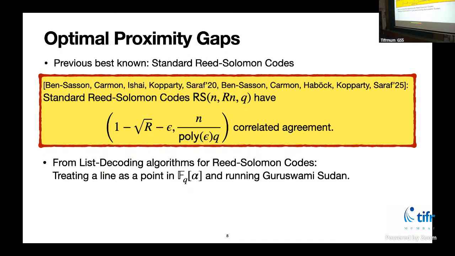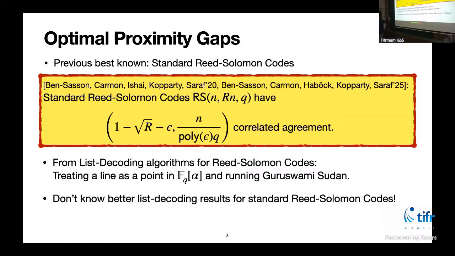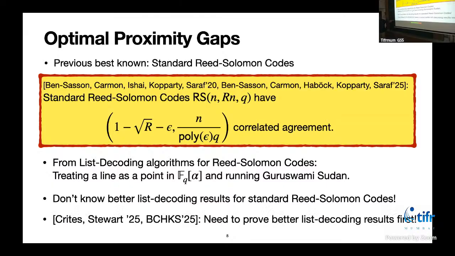So you can even just think of it like how many points along. You don't need to worry about the fraction. So it's just like the number of points. And again, it will slightly become clearer why this is coming in soon. Right. And the problem here seems to be that we don't know better list decoding bounds for standard Reed-Solomon codes here. And these recent works suggest that you need to prove better decoding bounds first for standard Reed-Solomon codes if you want to get proximity gaps that correlated agreement.